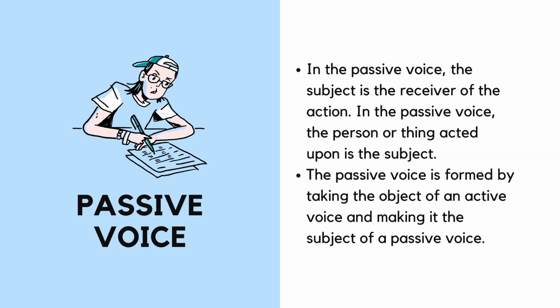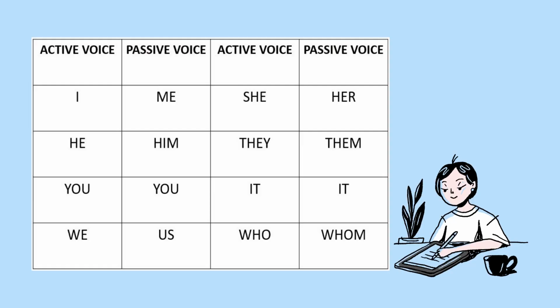Now, moving towards passive voice. In the passive voice, the subject is the receiver of the action. In clear words, in the passive voice, the person or thing acted upon is the subject. That means passive voice is simply formed by taking the object of an active voice and making it the subject of a passive voice. Now, let us see several pronouns in active and passive voice.